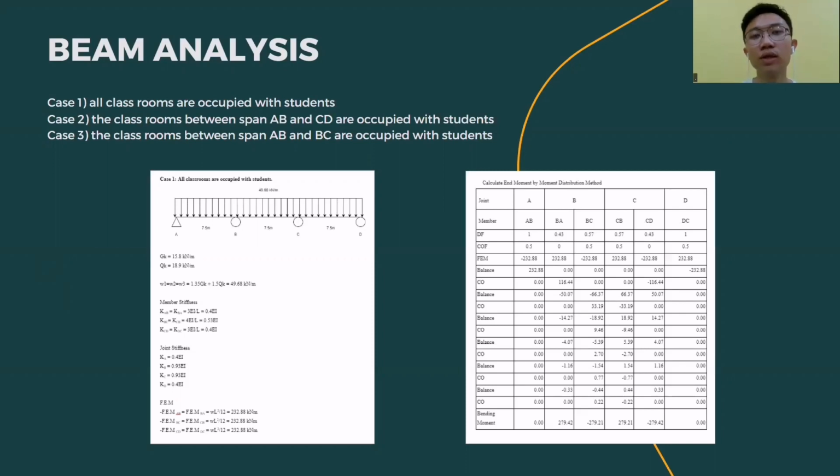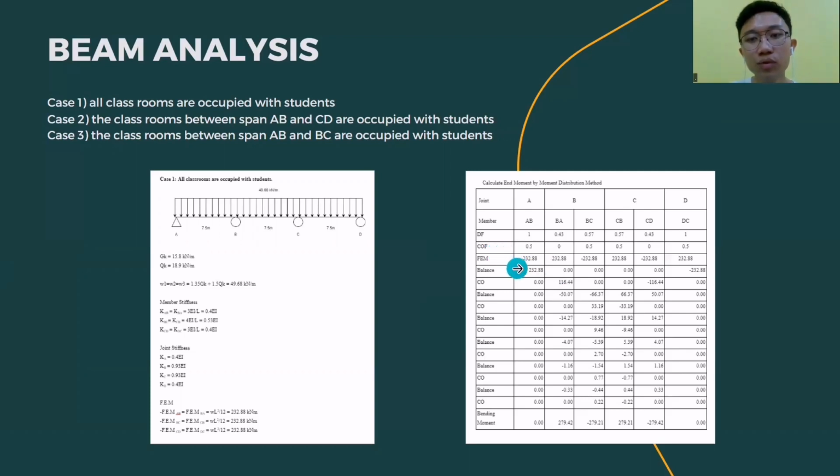Next, we will calculate for the FEM, which is the fixed end moment, and we will get the answer equal to 232.88 kilonewton meter. Next, we will put all the answers into a table in order to help us calculate it by using the moment distribution method. And we have to balance all the FEM over here. For example, at the A, we will get the FEM equal to negative 232.88. Then we have to balance it with the positive 232.88. Then the carryover factor for the AB is equal to 0.5.